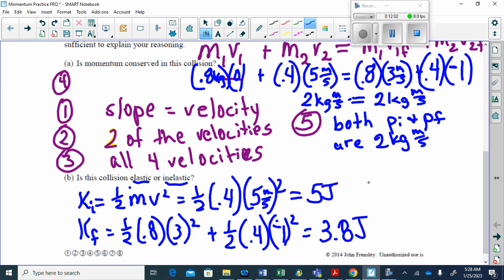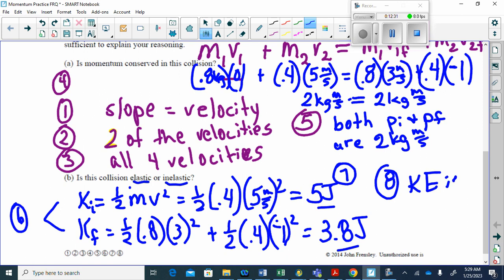So the first point is showing or explaining that kinetic energy is used to decide elastic or inelastic. The next point, point 7, is actually calculating both kinetic energies. And the last point is coming to the conclusion that since kinetic energy is not conserved, we lost some, it was transformed into some other kind of energy, that it must be an inelastic collision.